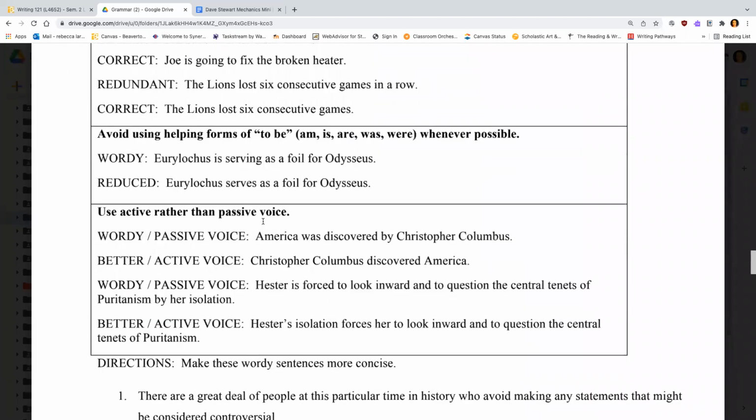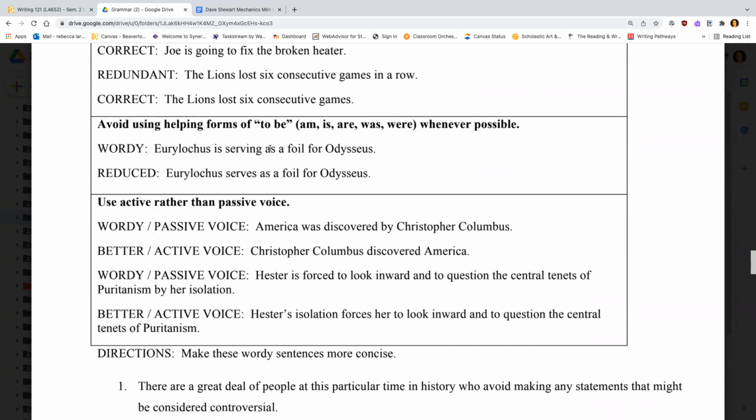Avoid using helping forms of to be, again, the weak verbs, am, is, are, was, were, whenever possible. Your locus, I don't really know, is serving as a foil for Odysseus. I haven't read Odysseus in a long time, right? Instead of the is serving, and we've talked about this before, we change it to serves, the strong verb, right? Eliminating the is.